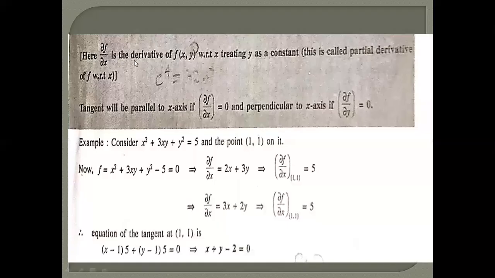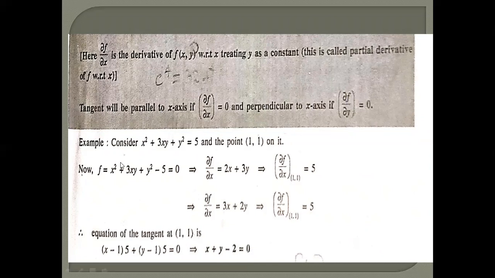Here ∂f/∂x is the derivative of f(x, y) with respect to x, treating y as constant. This is called the partial derivative of f with respect to x. Here the tangent will be parallel to the x-axis if ∂f/∂x is equal to 0. So in the partial derivative, if ∂f/∂x is equal to 0, then the tangent will be parallel to the x-axis. Or suppose if ∂f/∂y is equal to 0, then the tangent will be perpendicular to the x-axis.